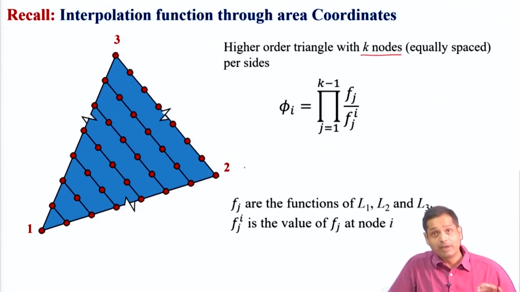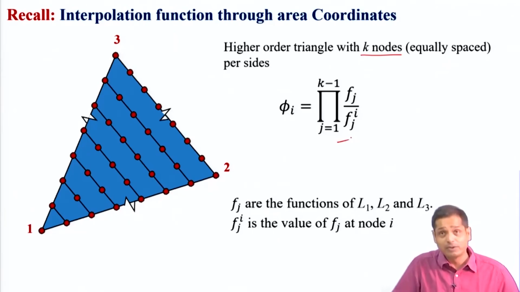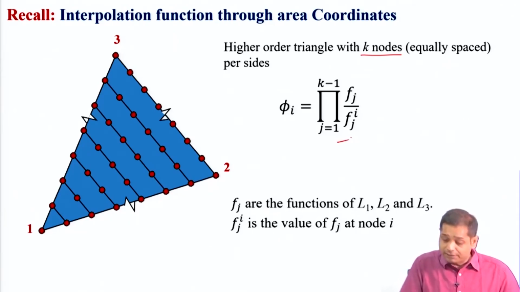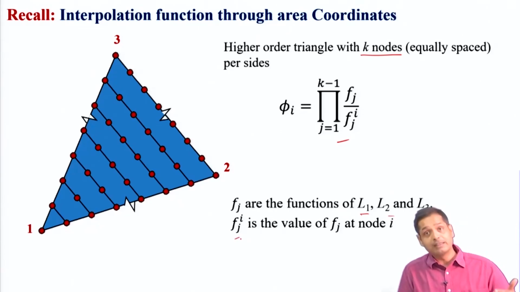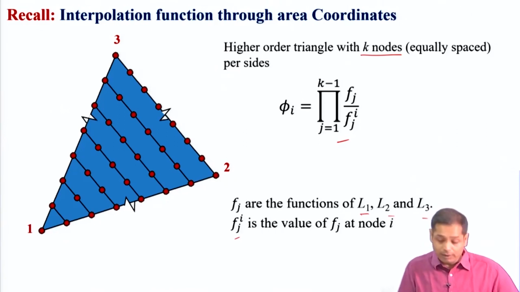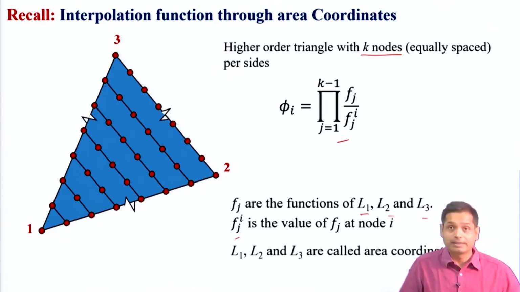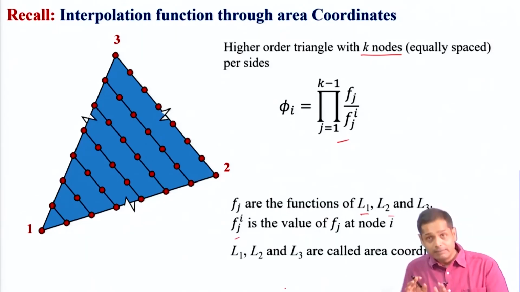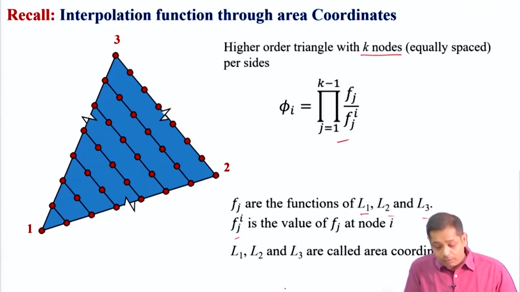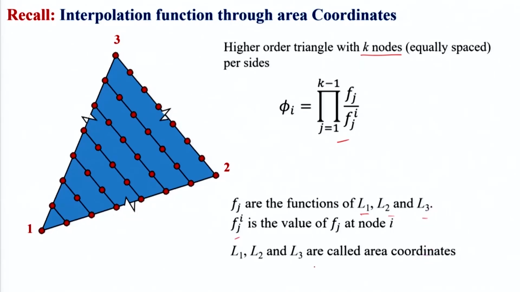Then the shape function associated with any node can be represented like this, where fj are functions of L1, L2, L3, and fj is computed at the particular node, and L1, L2, L3 are the area coordinates. Once we take some example and write the shape function for some triangular elements, how to use these area coordinates will be clear.